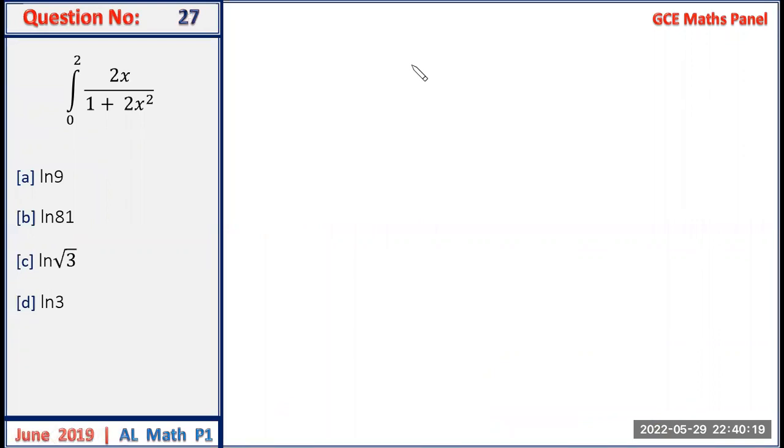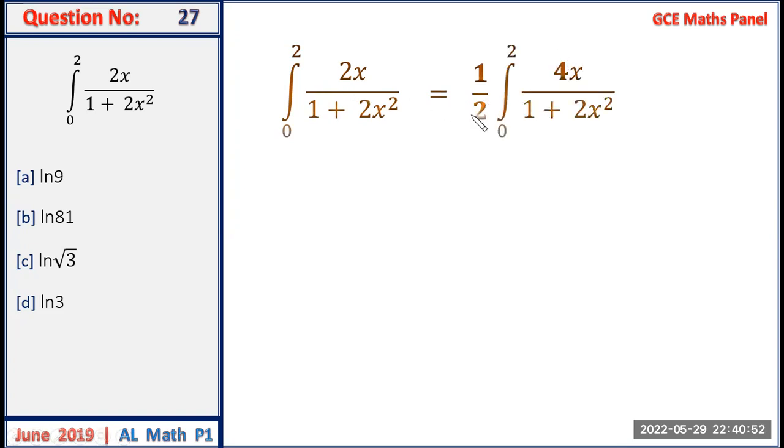All right, the next one. So 27, you have the integral from 0 to 2 of 2x on this. So how do we integrate this one? If we differentiate the denominator, what do we have? 4x. So I can do some modifications to the numerator as follows. I've not changed anything, right? So I've replaced it with 4x and divided and multiplied by a half, so that a half of this 4x will still give me back this 2x here.